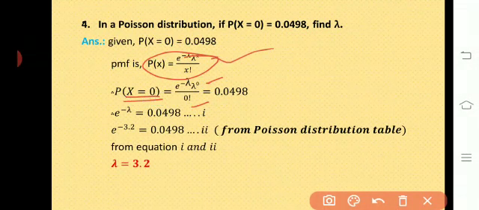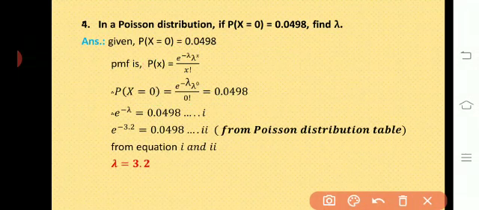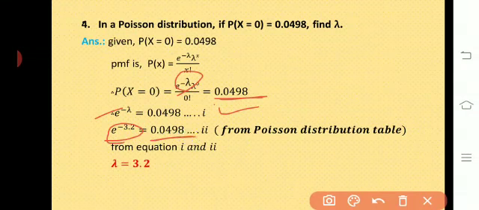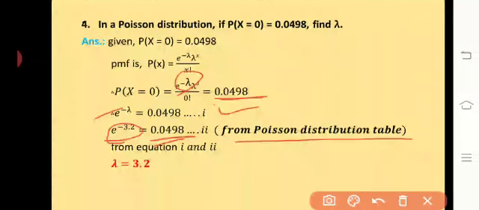Which is nothing but, it is given in the question, that is 0.0498. Here e raised to minus lambda, keep as it is. You know that lambda raised to 0 is 1, 0 factorial is 1. So remaining is e raised to minus lambda, which is equal to 0.0498. And consider this as equation number 1. Then you can observe the Poisson distribution table for lambda equal to 3.2. For lambda equal to 3.2, e raised to minus 3.2 value is 0.0498. And this is our second equation. And this value we obtained from the Poisson distribution table.